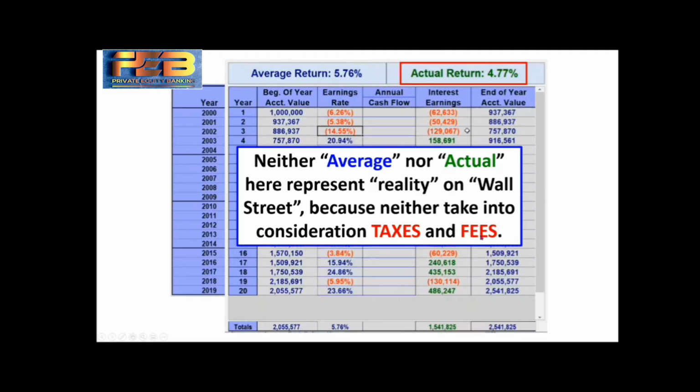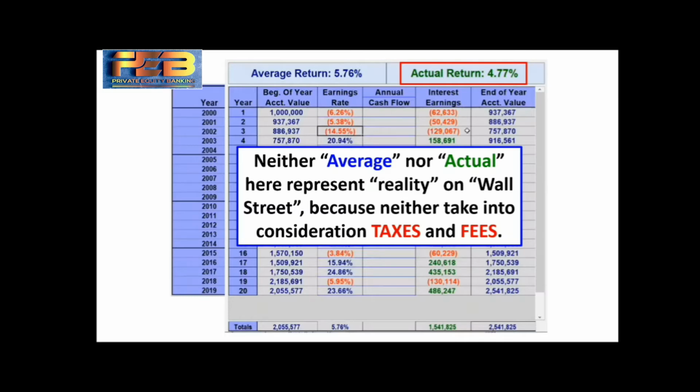But neither of these numbers is the real deal, because neither the average nor the actual includes taxes and fees. And you cannot invest in Wall Street without taxes and fees. Well, I guess you can do it without taxes if it's a tax deferred bucket, but we're going to use an example here where somebody's putting their money in with an advisor. And the reason I'm doing this is because some friends of mine said, well, our advisor says he can get us 11% versus an insurance product which can get probably about 5% guaranteed for these two individuals.